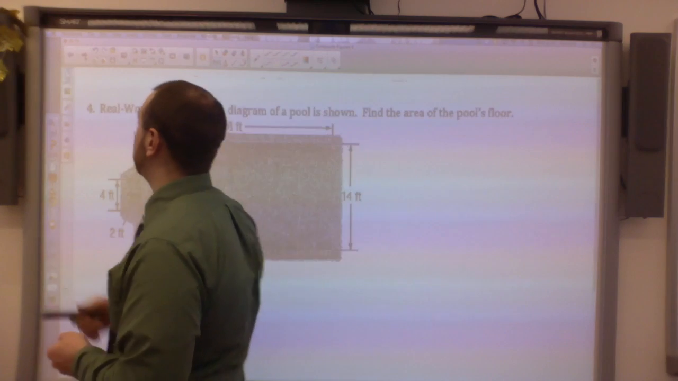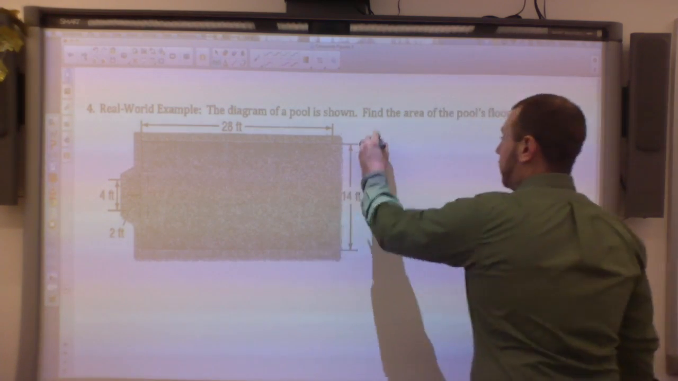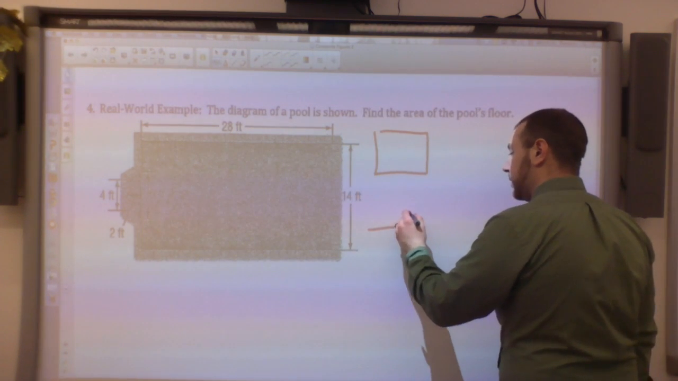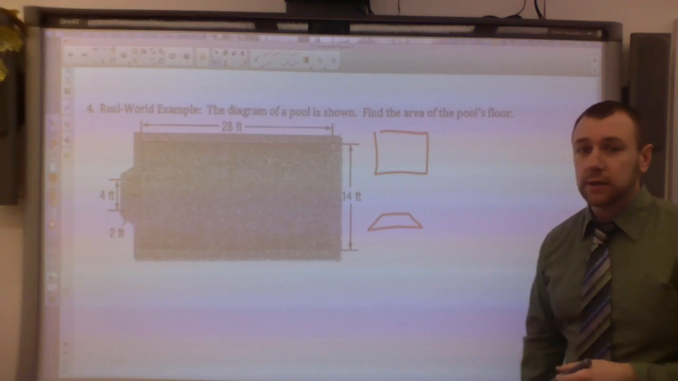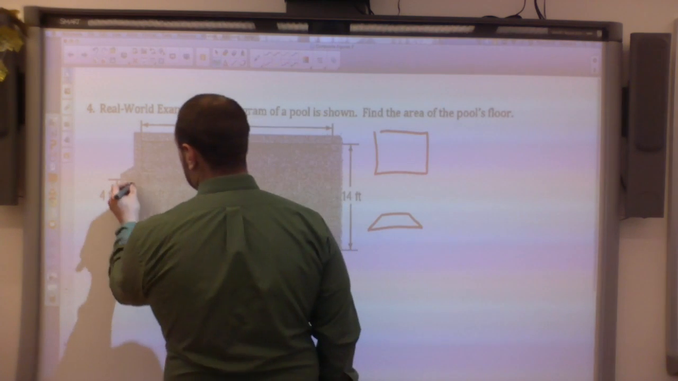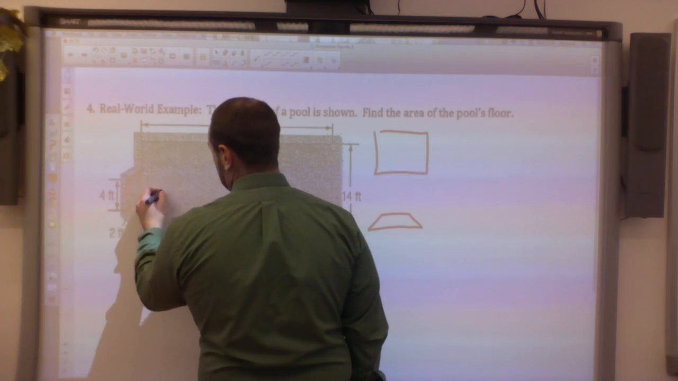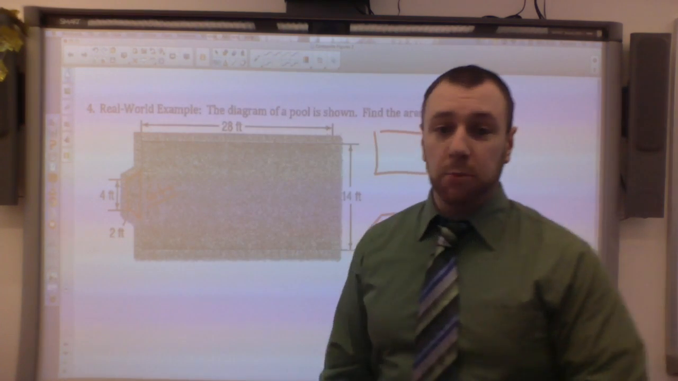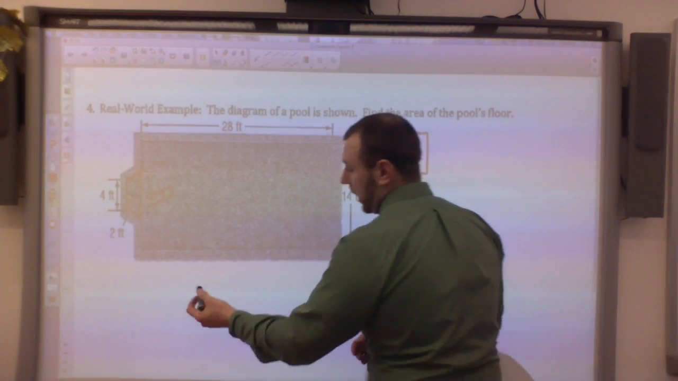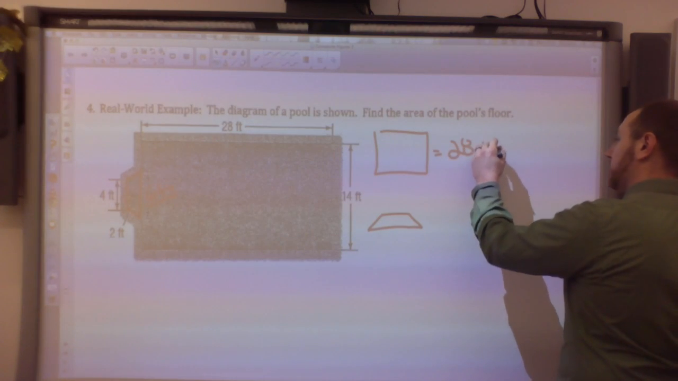For the next one, you might not be able to see it. It's kind of washed out. But there's a big rectangle and there's a trapezoid. The reason why I wanted to review this was to review the area formula for a trapezoid. You might not be able to see it, but there's a 6 feet inside the pool. So it's talking about the pool. So I can find the area of my rectangle, which is 28 times 14.